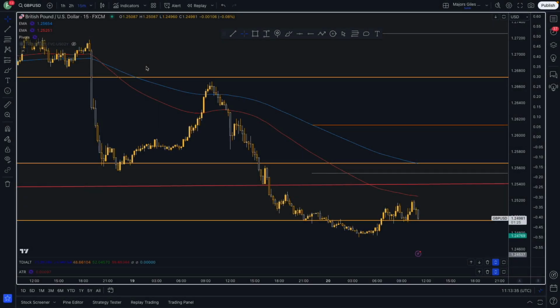Why do we look at the economic calendar? So that we can spot high probability opportunities. Now, here's one in the pound on the Thursday, the 19th of December.